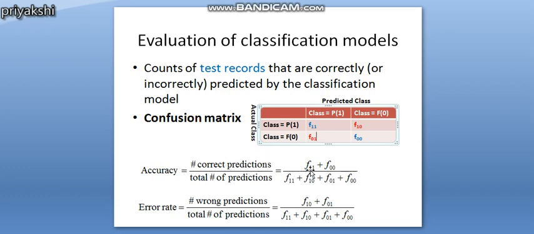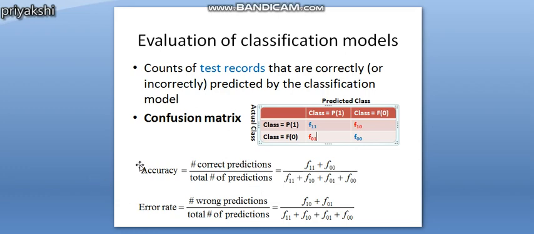Okay, so I told you F11 is also known as true positive, F00 is true negative. Okay, true positive means the student has passed the examination, your classifier also has predicted them to be passed in the examination, and true negative means the student has failed in the examination and the classification model also has predicted them to be failed in the examination. So accuracy is measured by correct prediction and total number of predictions. Total number of predictions is the summation of all these predictions, F11, F10, F01 and F00. So this is one measure.